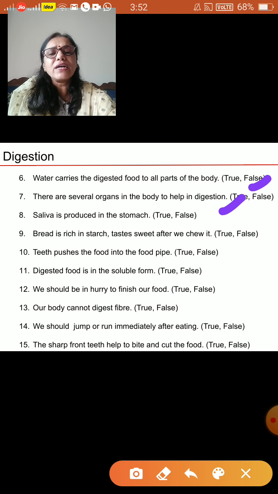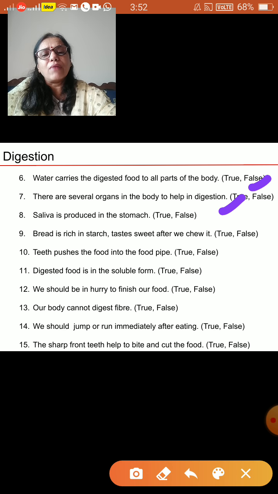Another, saliva is produced in the stomach. Saliva is produced in the stomach, true or false? It is false. Saliva is produced in the mouth.